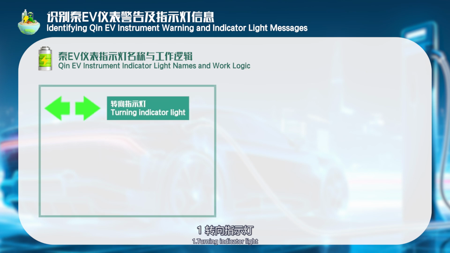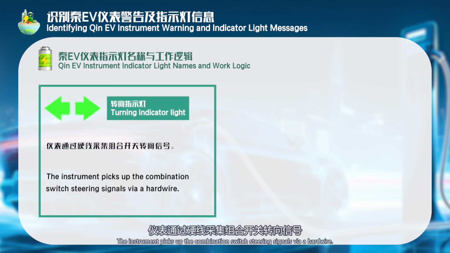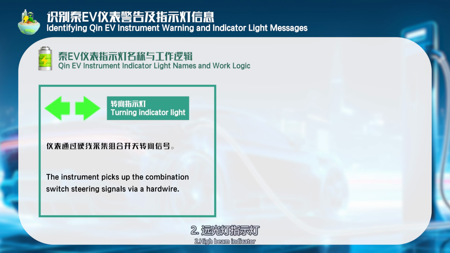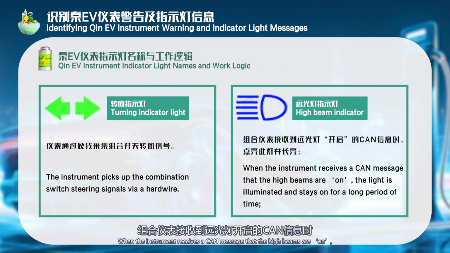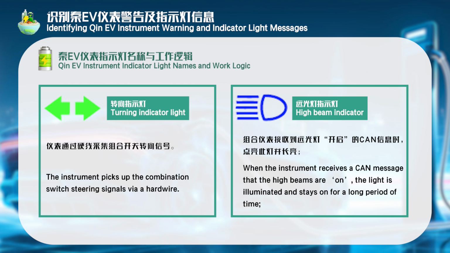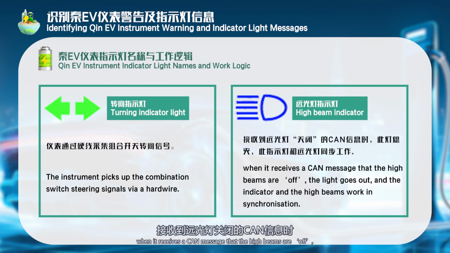1. Turning indicator light. The instrument picks up the combination switch steering signals via a hard wire. 2. High beam indicator. When the instrument receives a message that the high beams are on, the light is illuminated and stays on for a long period of time. When it receives a message that the high beams are off, the light goes out, and the indicator and the high beams work in synchronization.